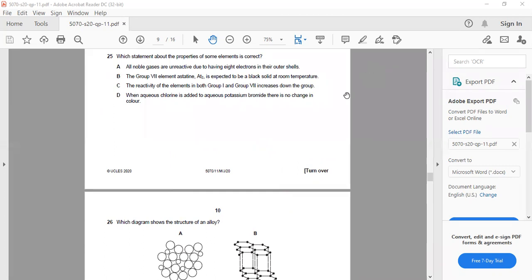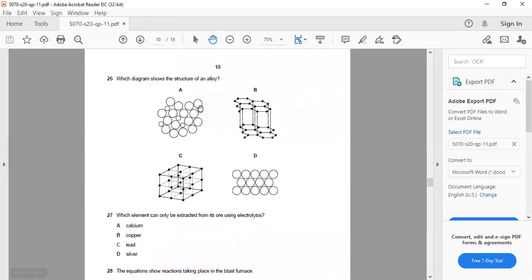Okay, now 26 is very easy. Alloy means mixture of metals. This is graphite. This looks like the same metal, one type of atom. This is an ionic compound. So A will be the answer. Mixture of metals. See, different sizes. Alloys have different sizes of atoms, at least more than one type of atom.